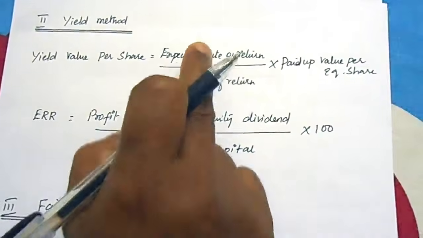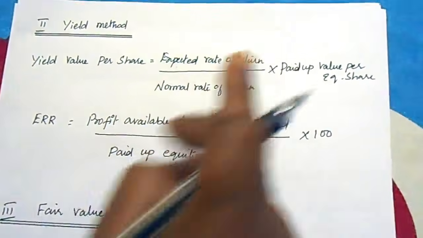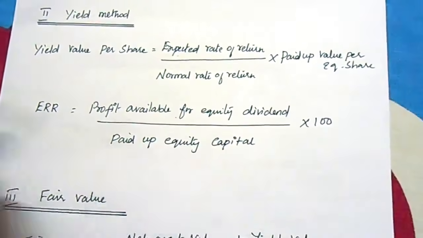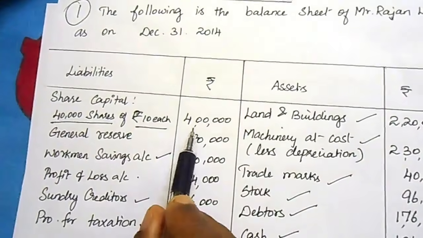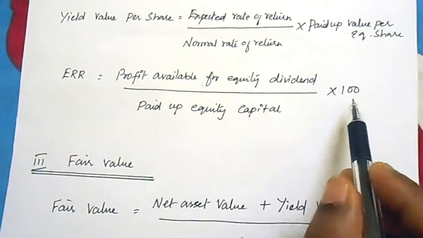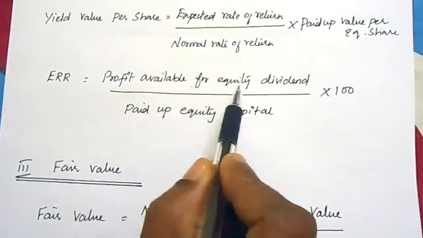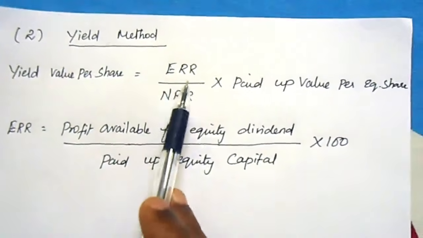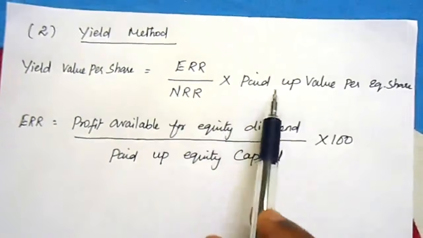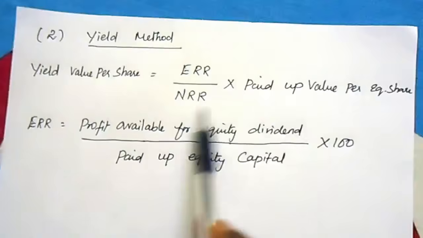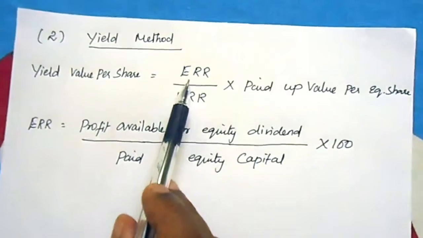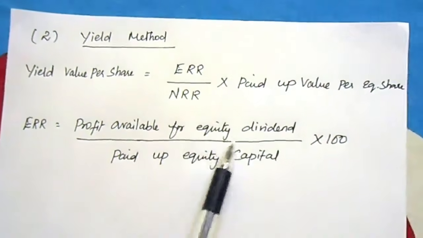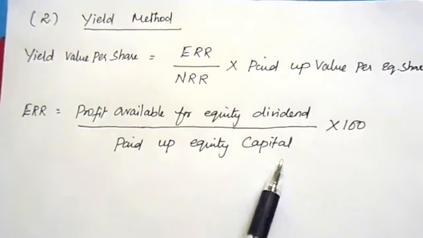The only thing you need to find is ERR, that is expected rate of return: profit available for equity dividend divided by paid up equity capital. How much is the paid up equity capital? Paid up equity capital is 4 lakhs, so divided by 4 lakhs into 100. Let us see how to calculate profit available for equity dividend. According to yield method, yield value per share is equal to expected rate of return divided by normal rate of return into paid up value per share. These two pieces of information are given in the balance sheet itself. Now you have to find ERR, that is expected rate of return. Formula for this calculation is profit available for equity dividend divided by paid up equity capital into 100.